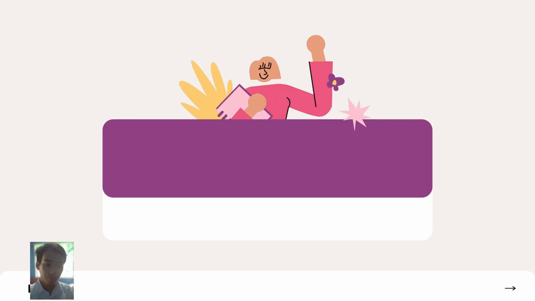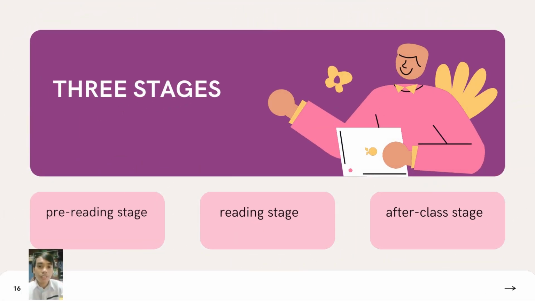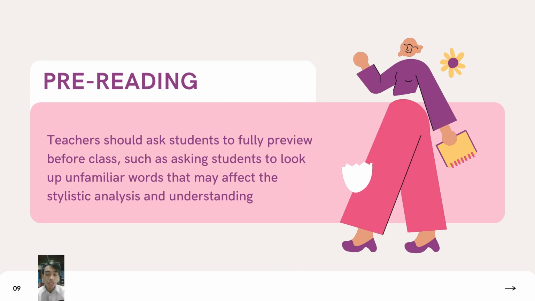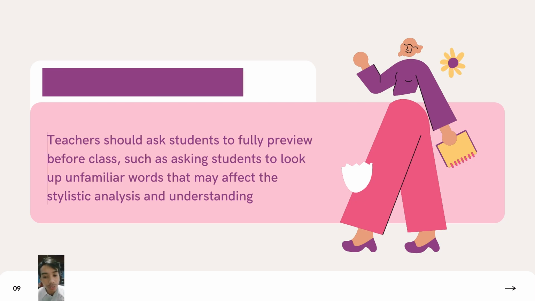Application to students. The 3 stages. First is the pre-reading stage. Second is the reading stage. Third is the after-class stage. The pre-reading stage. Teachers should ask the students to fully review before class, such as asking the students to look up unfamiliar words that may affect their stylistic analysis and understanding.